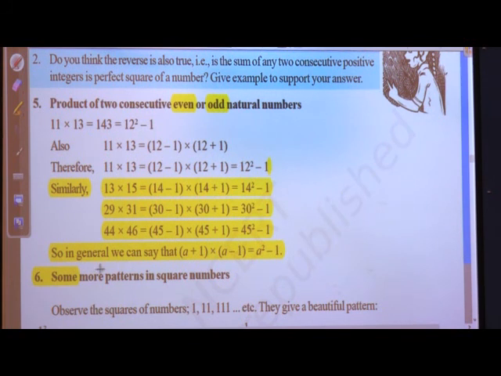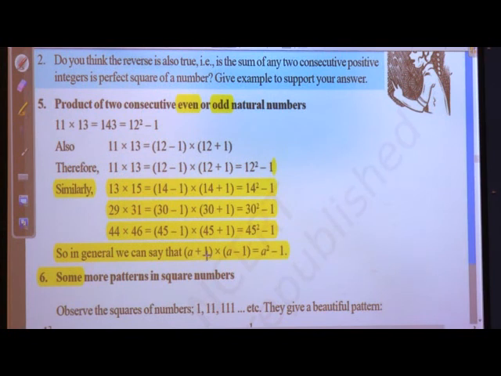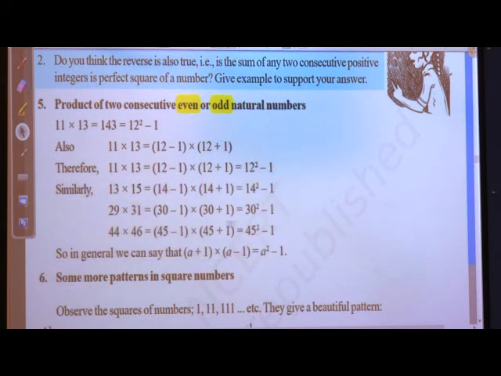So, in general, what can we say? In general, we can say (a + 1)(a - 1) = a² - 1. (a + 1) into (a - 1), what are we getting? a² - 1. Have you understood? Proceeding further, let us move to the next pattern.